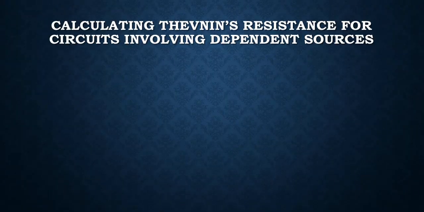Okay, so now once we have done a few examples from Thevenin's theorem, let's move on to a comparatively tricky scenario where in a circuit we have the independent and dependent sources present.